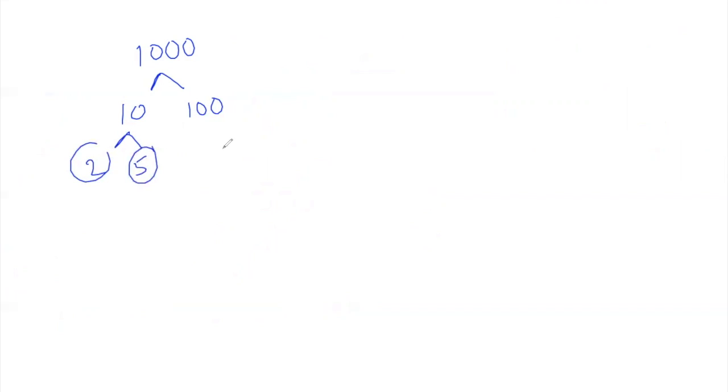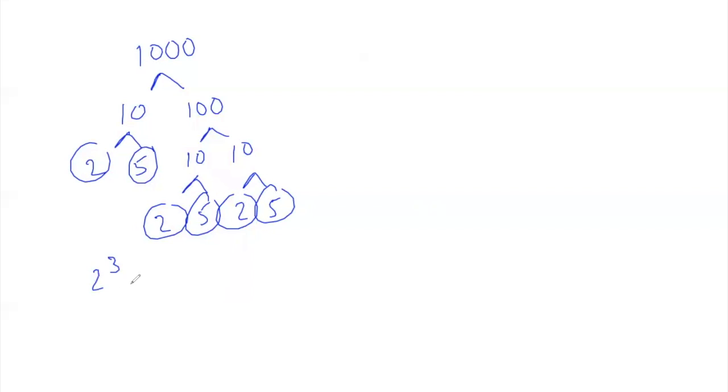Those are both prime factors. Then 100 is 10, 10. Then we get 2, 5, again prime factors, and then 2, 5, again prime factors. So we get 2 to the third times 5 to the third. So this is our exponential form.